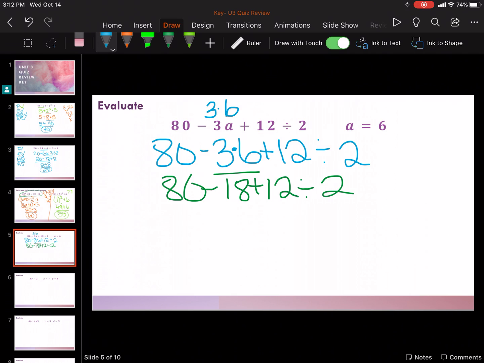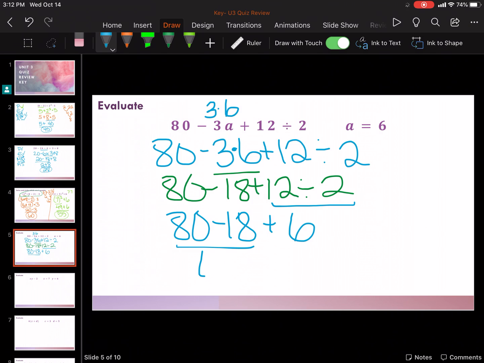Okay. Divide next. So we're going to bring everything down. 12 divided by 2 is 6. 80 minus 18 is 62. Plus 6 is 68.